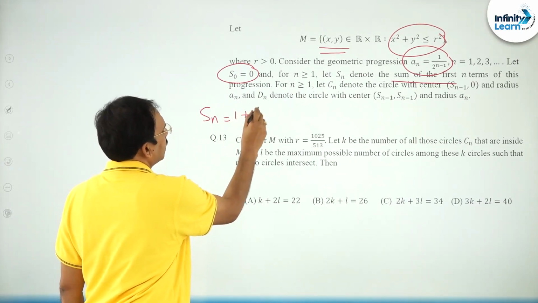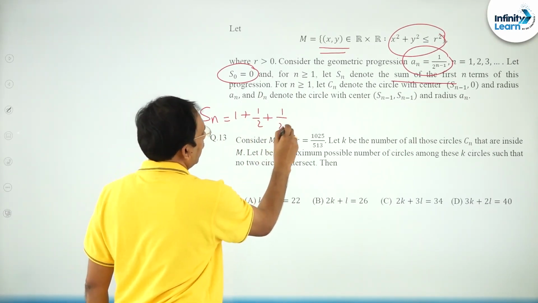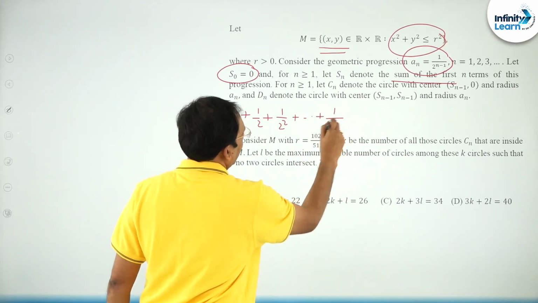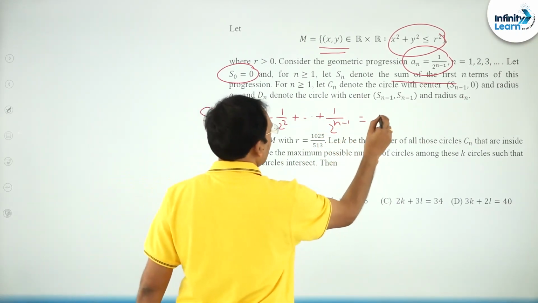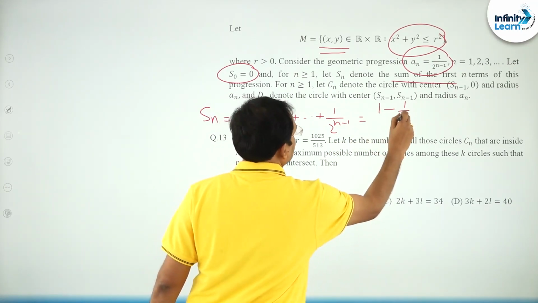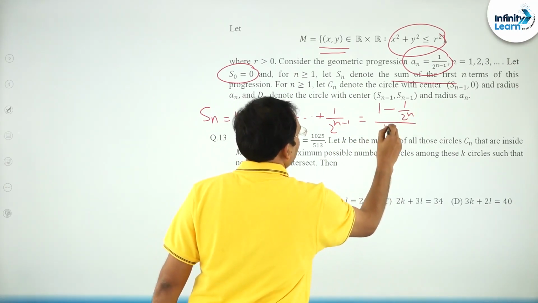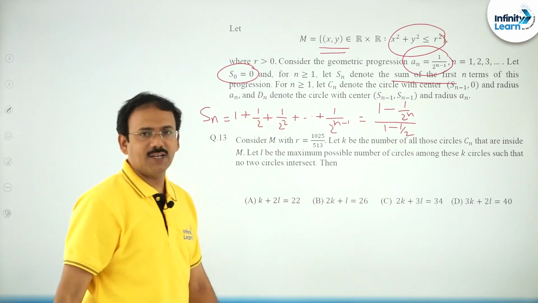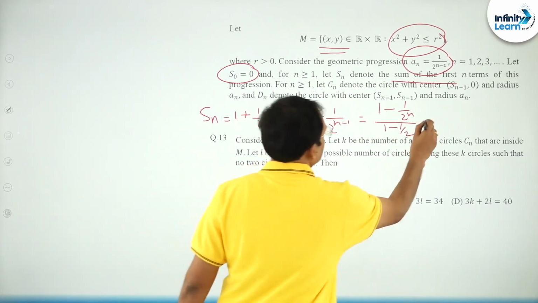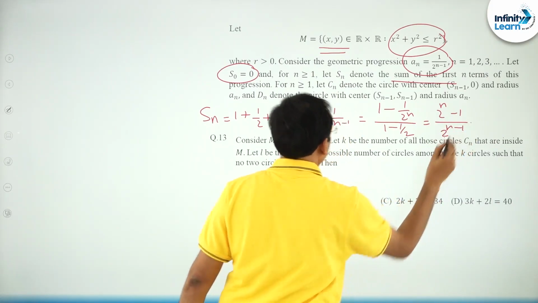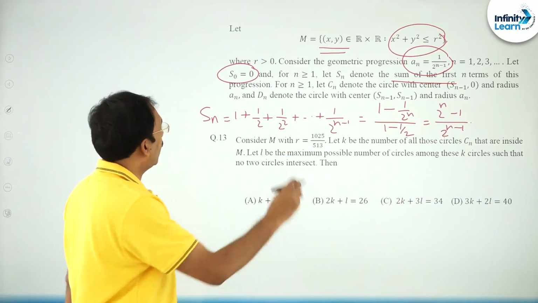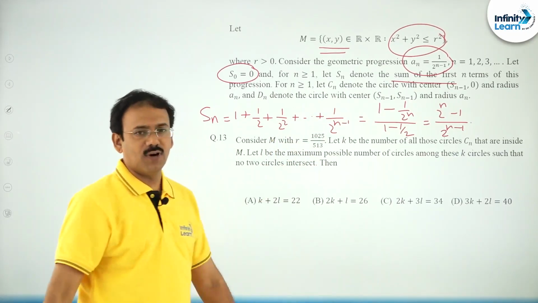S_n is 1 plus 1 by 2 plus 1 by 2 square and so on, up to 1 by 2 power n minus 1, the sum of the first n terms, which is a into 1 minus r power n by 1 minus r. Friends, this gives S_n as 2 power n minus 1 by 2 power n minus 1, for n equal to 1, 2, 3 and so on.